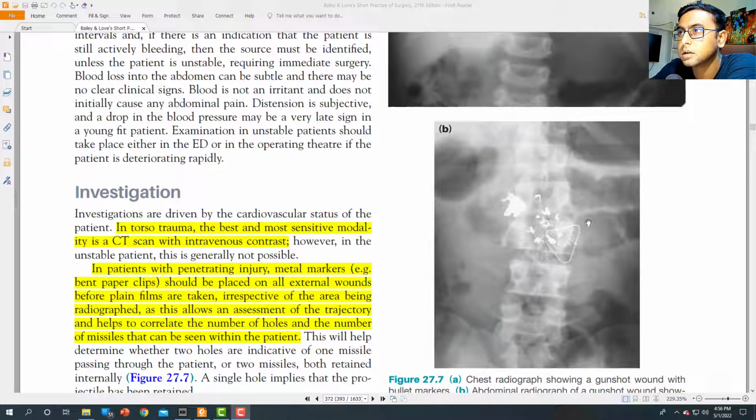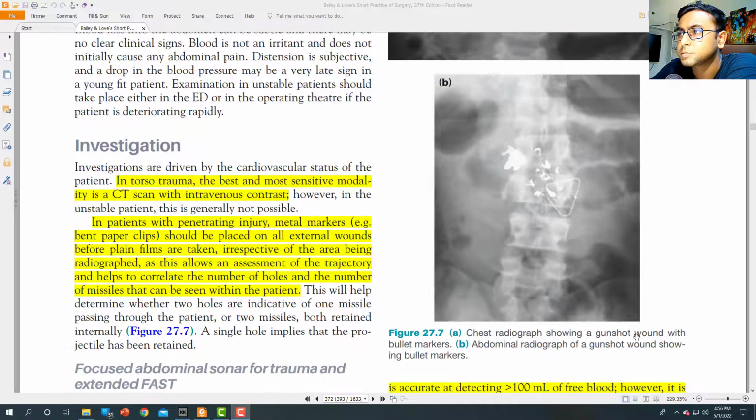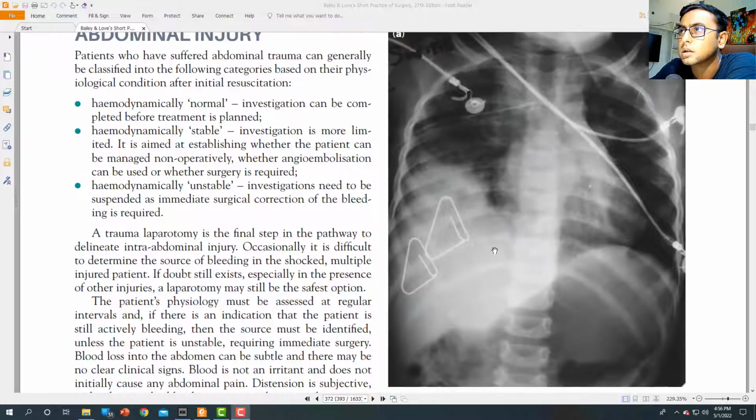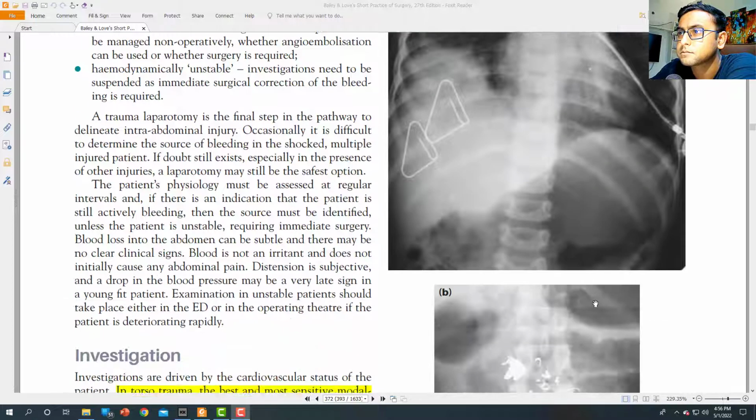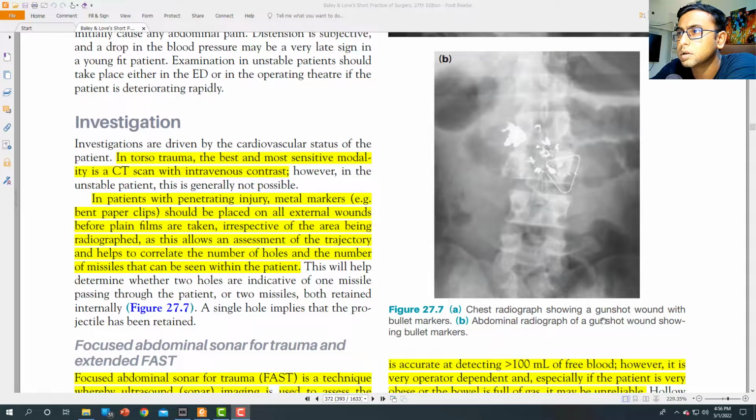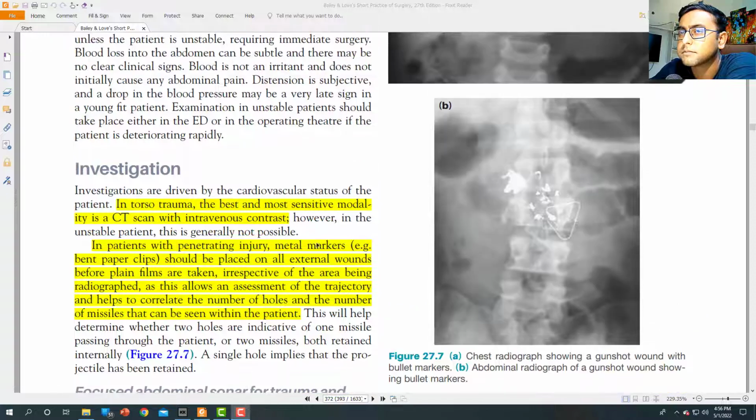So you can see different kinds of radio opacities. What it shows here is a chest radiograph showing a gunshot wound with the bullet markers, and the abdominal radiograph with the gunshot wound also shows the bullet markers here.